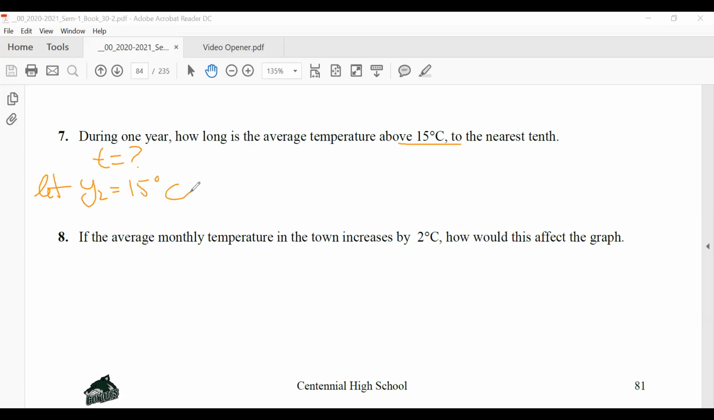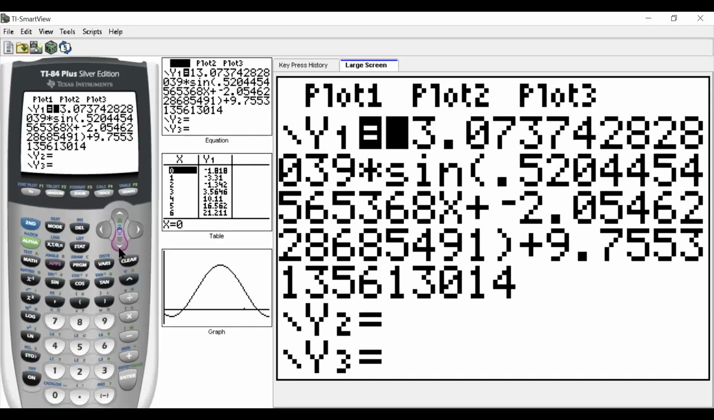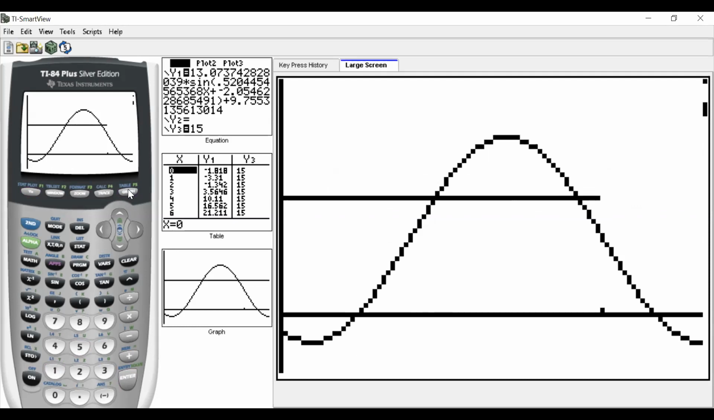And you should be good at this from polynomials, right? So you go back to your graphing calculator and you're going to let y2 equal 15. Okay, so let's go put y2 equals 15 in our graphing calculator. Right there. Or y3, whatever. Graph. There it is. Well, how long? That's the region where we're above, right? We're talking right here. So we need to find this intersection and this intersection.